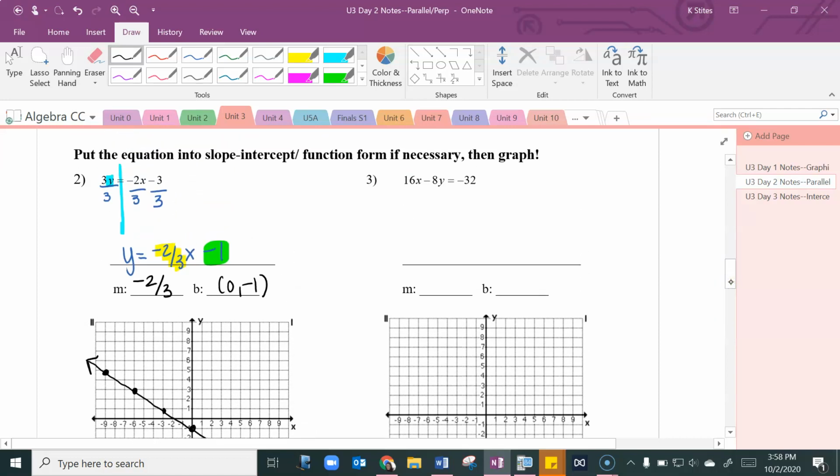All right, let's try one more of these before we start talking about parallel and perpendicular lines. We do need to solve for y again. This time we will have to subtract our 16x over first.